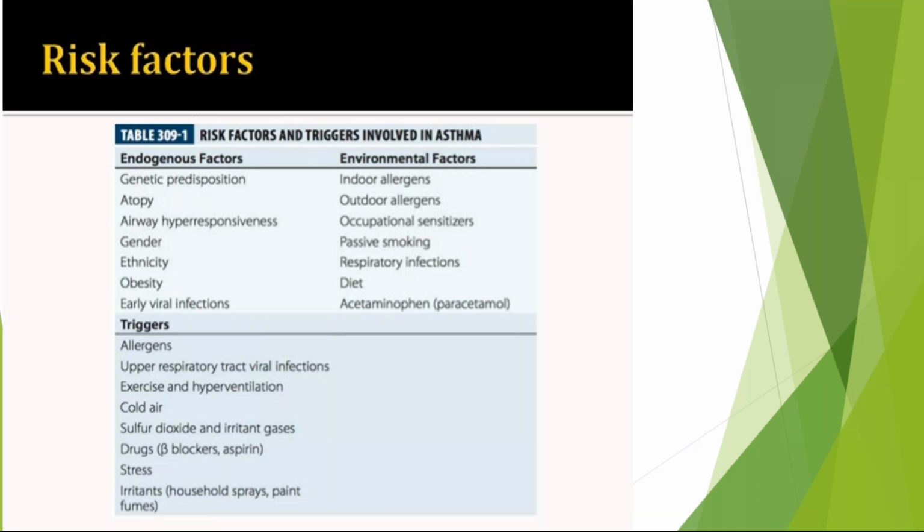Risk factors and triggers involved in asthma. These are endogenous factors like genetic predisposition due to genes ADAM33, atopy and airway hyperresponsiveness, gender, where females are most commonly affected, ethnicity, blacks and whites, obesity, and early viral infections. And environmental factors like indoor allergens, such as household dust, outdoor allergens like pollen, occupational sensitizers like metal fumes and paints, passive smoking, respiratory infections like rhinovirus, diet, and acetaminophen.